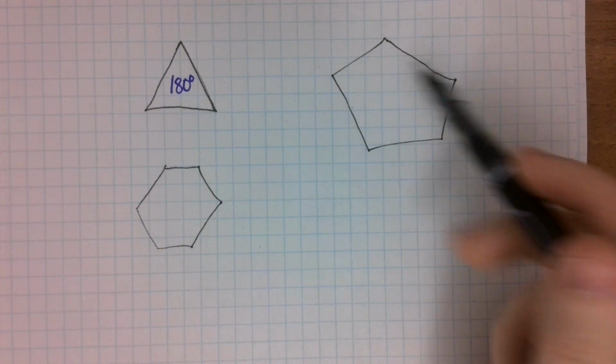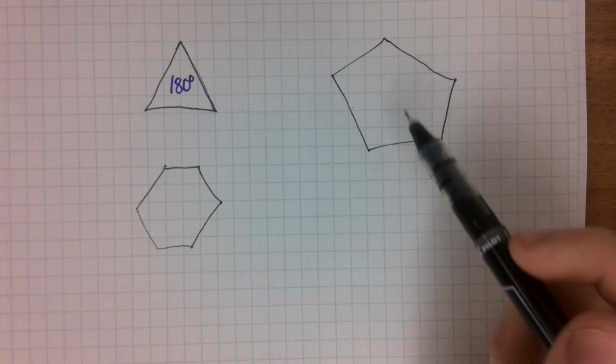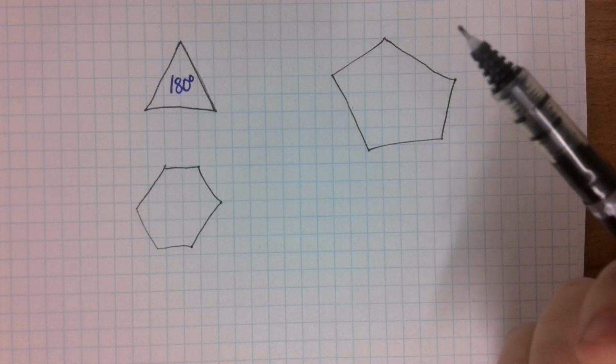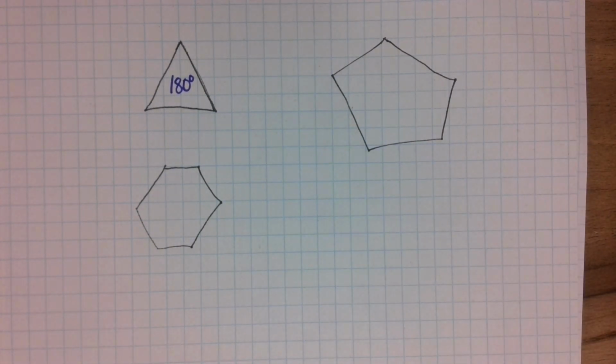Overall, we notice that these shapes don't quite add up to 180. They actually have more angles in them than just 180 degrees. So what can we do? Is there a way we can break these shapes up to better understand how many degrees there are that make up their angles?